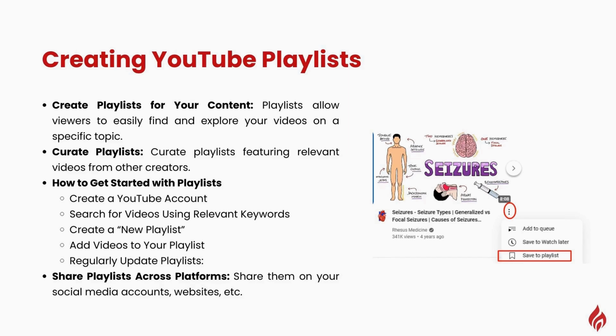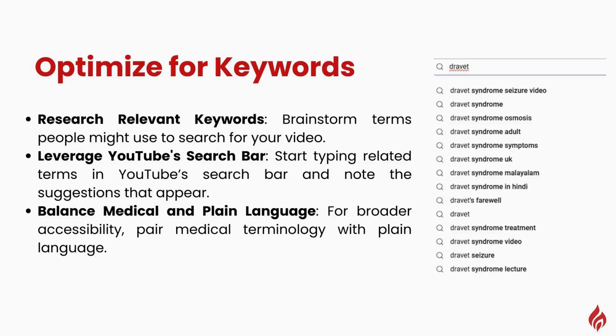To ensure that your YouTube videos are easily discoverable and reach your target audience, optimizing them for search is essential. Let's walk through how you can do this effectively. So start by thinking about the terms that your audience might search for. For example, if your video covers epilepsy or seizure management, consider using keywords like seizure care or epilepsy treatment.